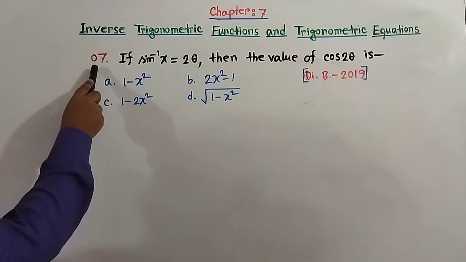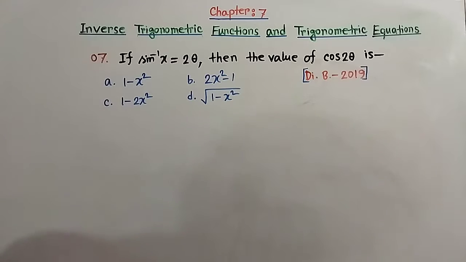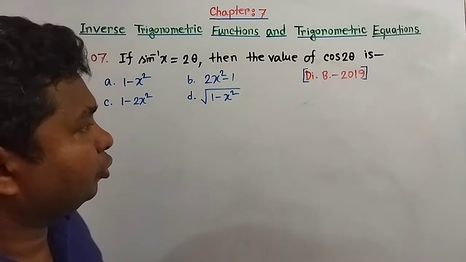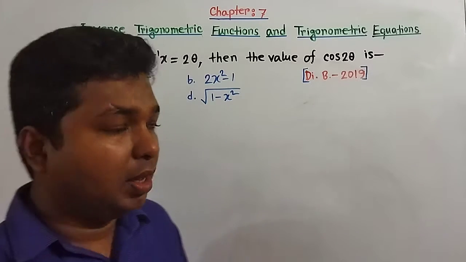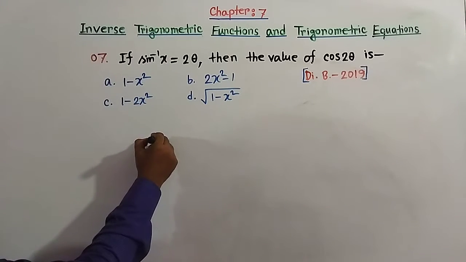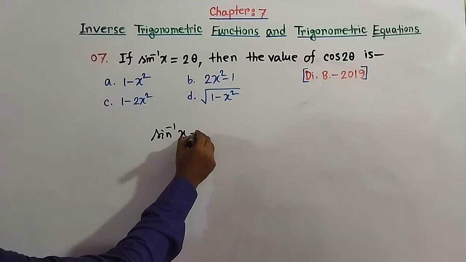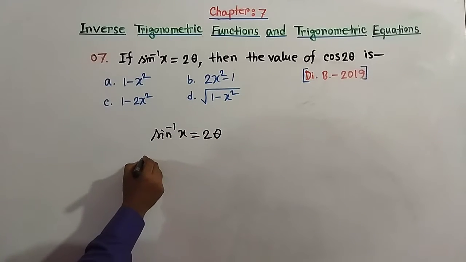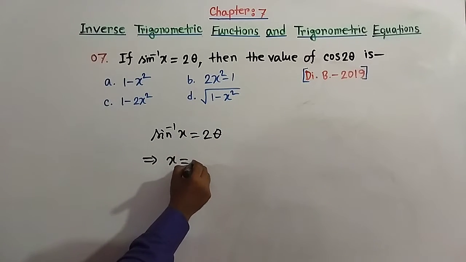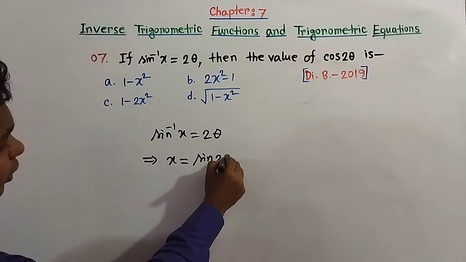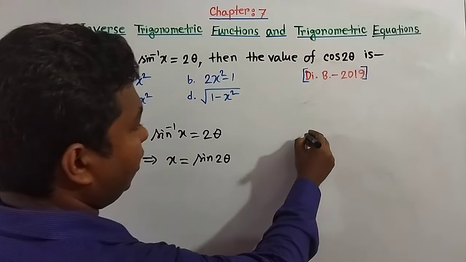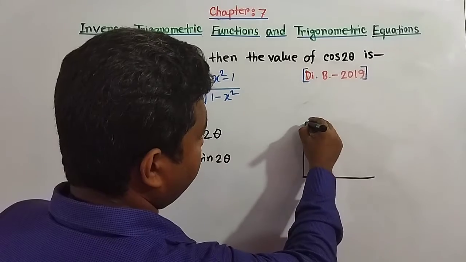Now question number 7, if sine inverse x equal to 2 theta, then what is the value of cos 2 theta? Now here given sine inverse x equal to 2 theta, then we can write this as x equal to sine 2 theta. Now we draw a right angle triangle.